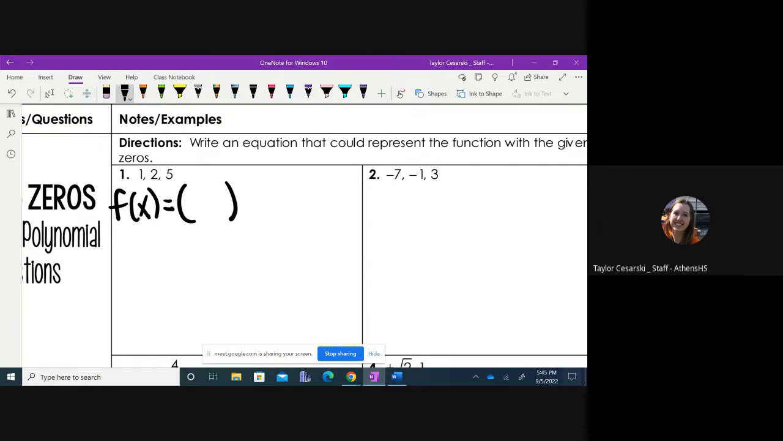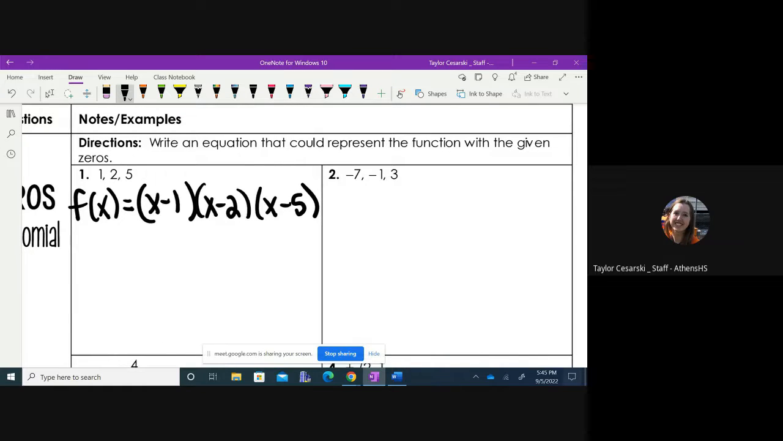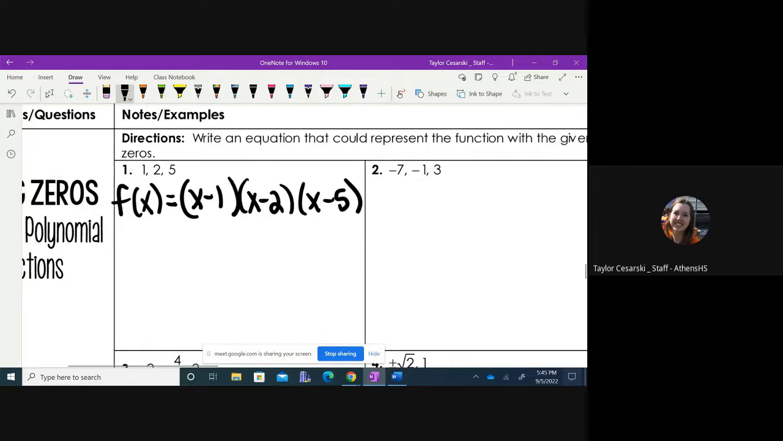All right, so if it's a positive 1, x minus 1, x minus 2, and x minus 5. And again, that's factored form. If we want to get it in standard form, now this one doesn't specify, but it will likely specify that it wants it to be in standard form. That means it needs to be all multiplied out.